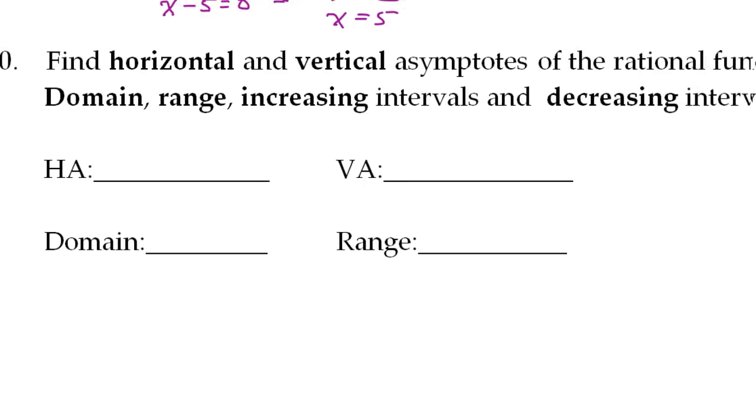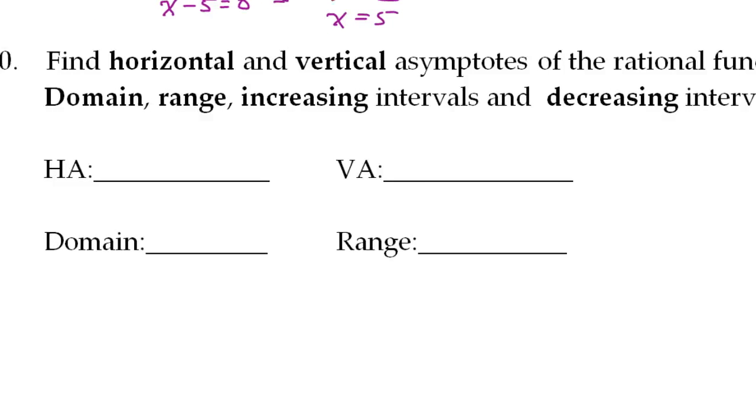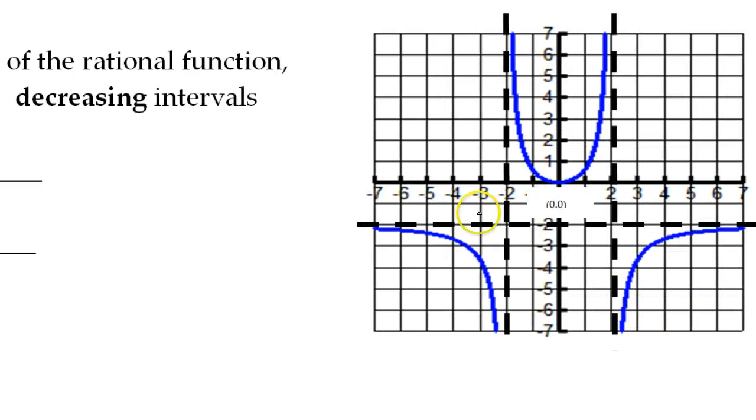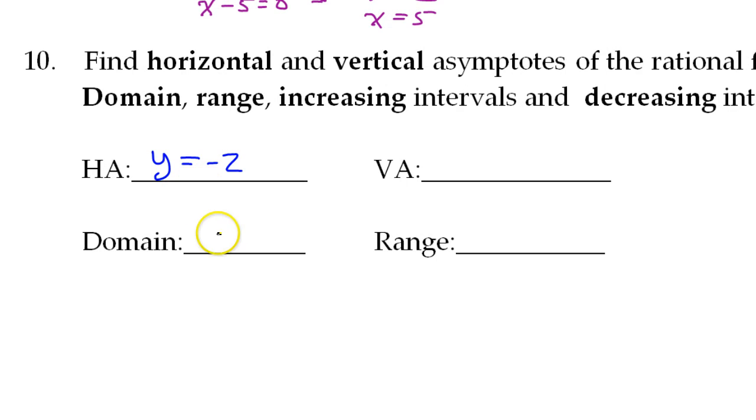Let's see. Find the horizontal and vertical asymptotes of the rational function, domain, range, increasing, decreasing intervals. Okay, well, clearly we have a horizontal asymptote at y equals -2. That makes me worry. Did I put y equals on other horizontal asymptotes? I'm going to go check.